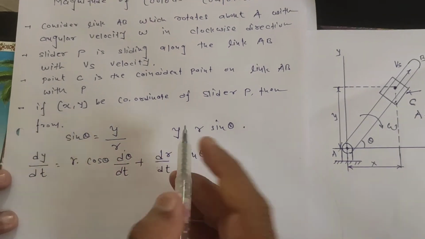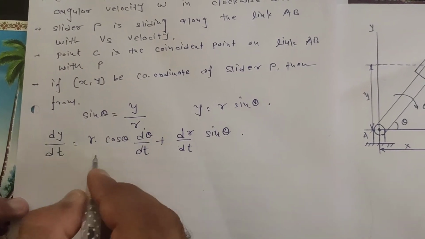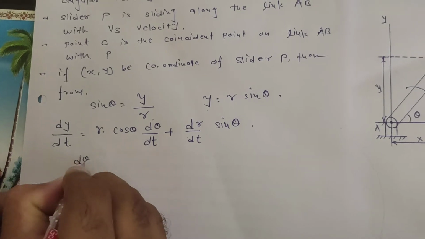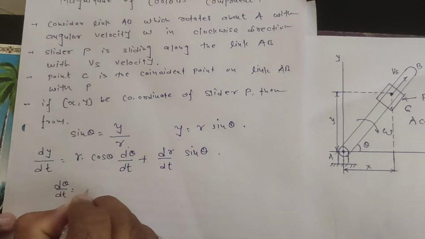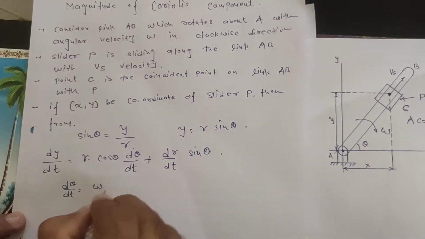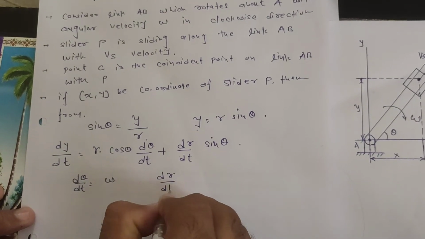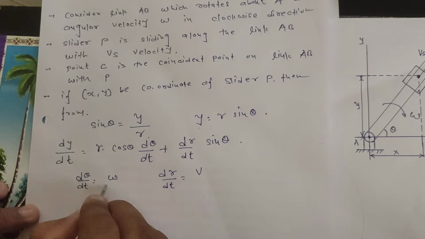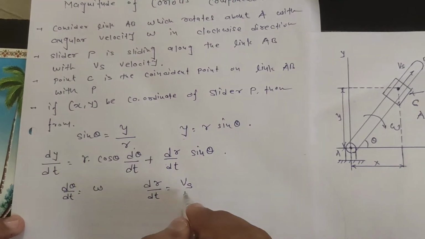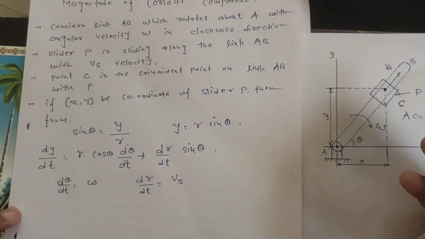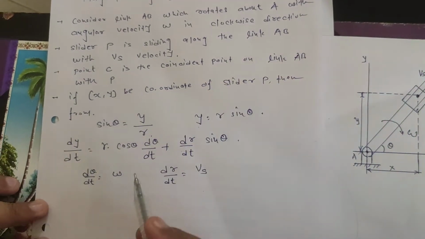By differentiating this equation we have to find out some points: d theta by dt, which we already know, is the angular velocity omega, and dr by dt is a velocity. It represents the sliding velocity of the slider, Vs, that is the sliding velocity of P with respect to point C.